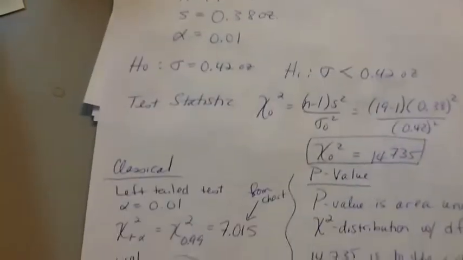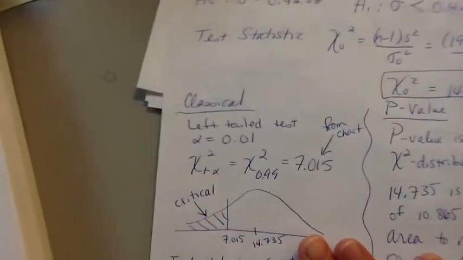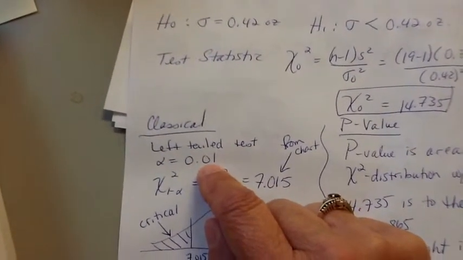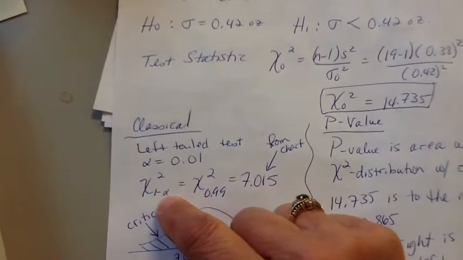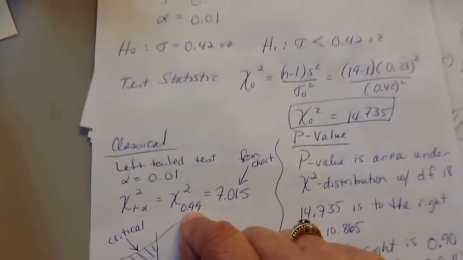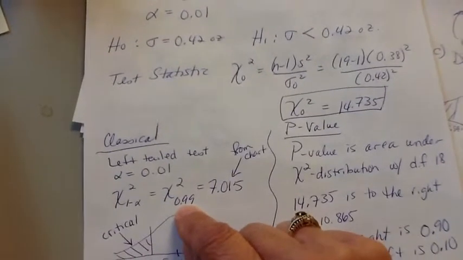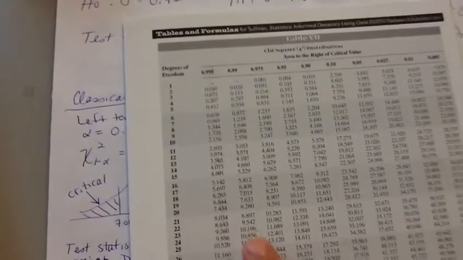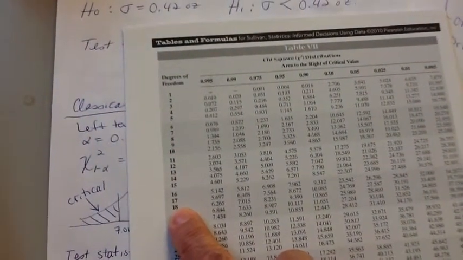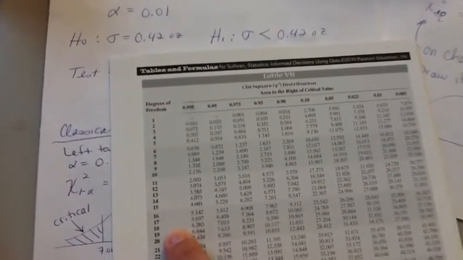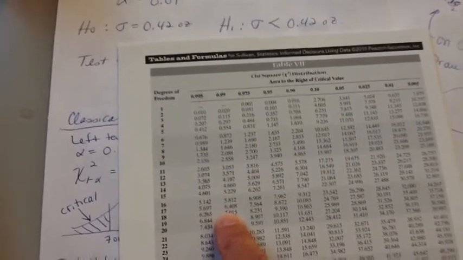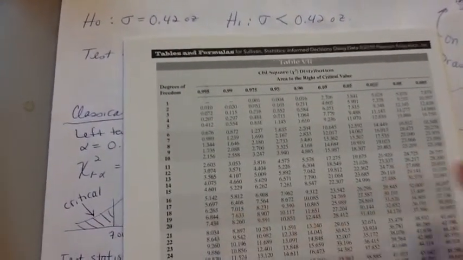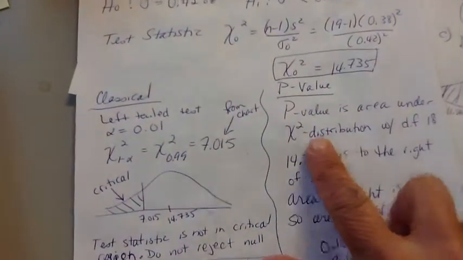Now there's two ways to do this. One is the classical value, so let me go to that first. It is a left-tailed test. Alpha is 0.01. So since it's left-tailed, I'm looking at the critical being 1 minus alpha, and I have a degree of freedom of 18, and I look on my chart, and that should be my number. So to verify it, I have 18, and I'm looking at 1 minus 0.01, which is 0.99, and there is my critical value, 7.015, which is what I found from the chart.